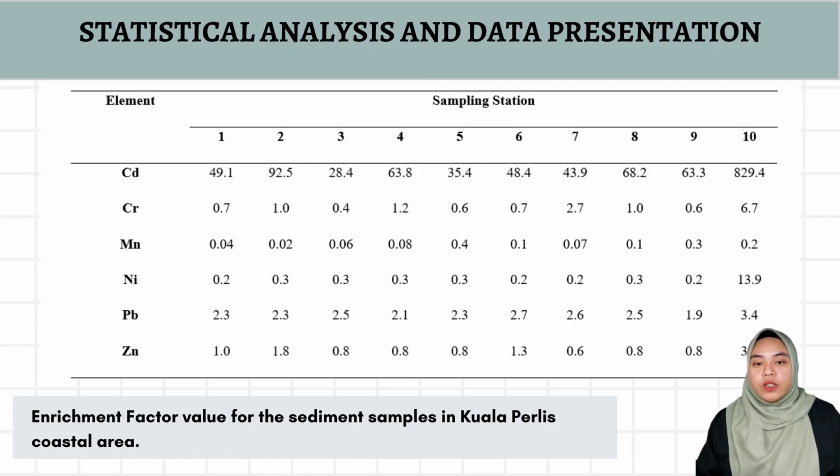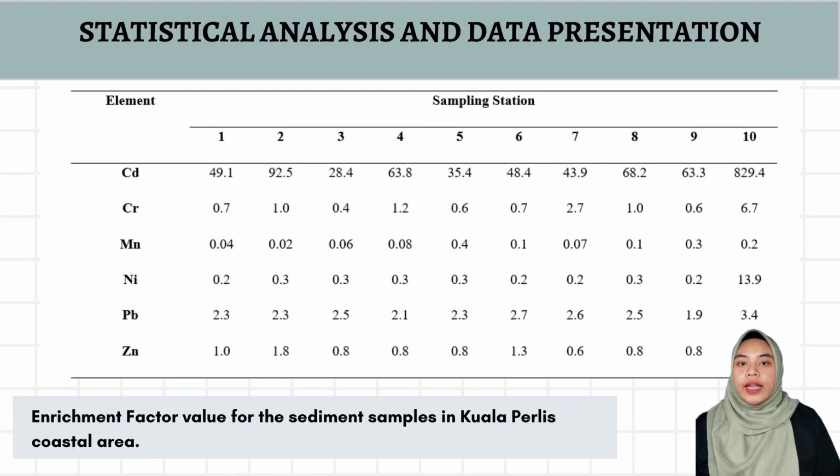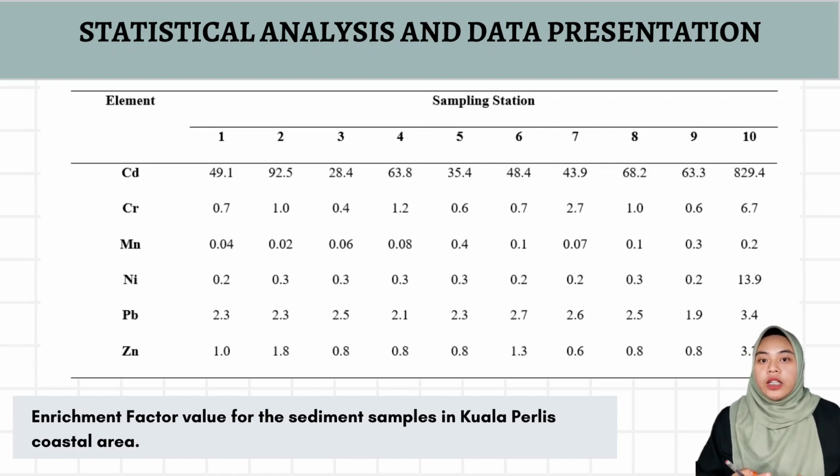For enrichment factor, also known as EF, based on the calculated EF value, almost all the heavy metals have a level of contamination that is deficient to minimally enriched, in which EF value is less than 2, and moderately enriched, which is EF value between 2 and 5, except for cadmium, which was found to have an extremely high enrichment level, which is EF value greater than 40 at all of the sampling stations.